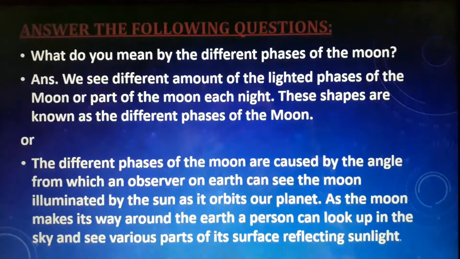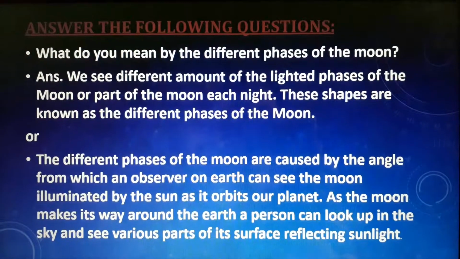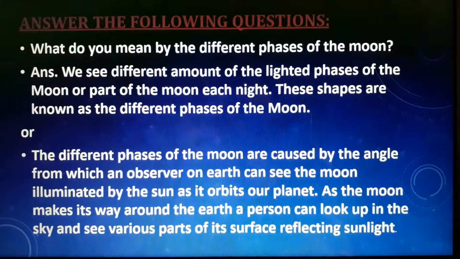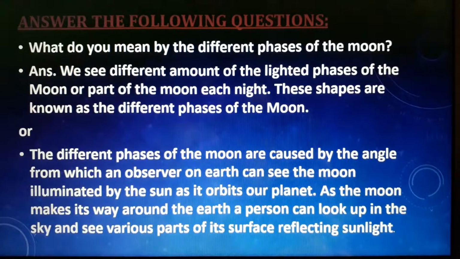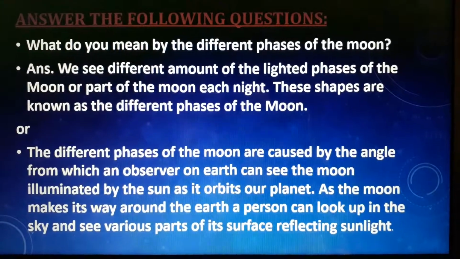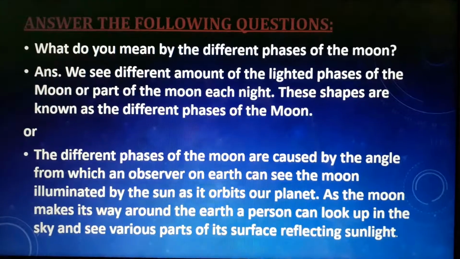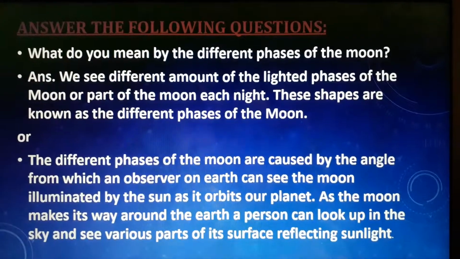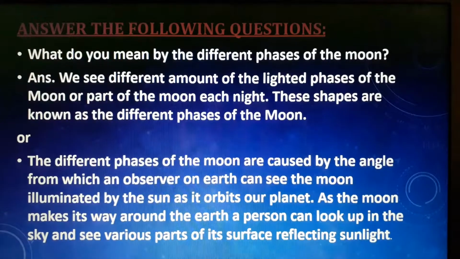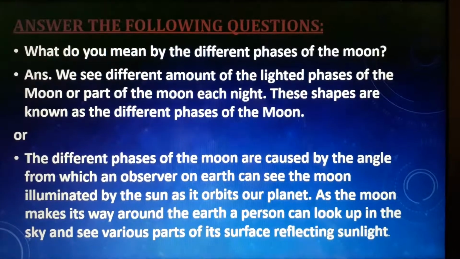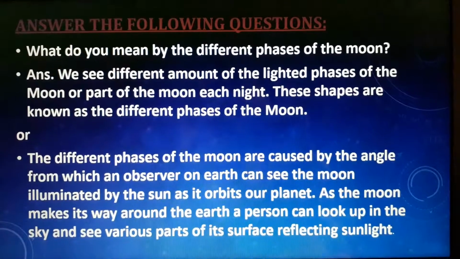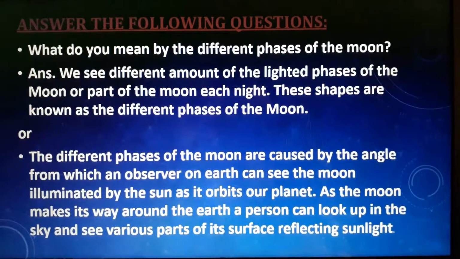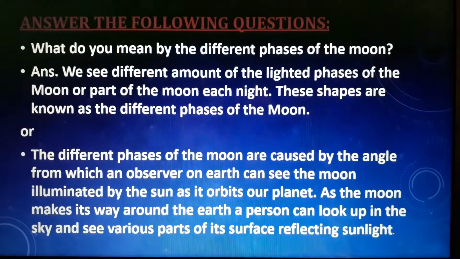Answer the following questions. What do you mean by the different phases of the moon? Answer: we see different amount of lighted phase of the moon or part of the moon each night. These shapes are known as the different phases of the moon. Or you can write it as the different phases of the moon are caused by the angle from which an observer on earth can see the moon, illuminated by the sun as it orbits our planet. As the moon makes its way around the earth, a person can look up in the sky and see various parts of its surface, reflecting sunlight.